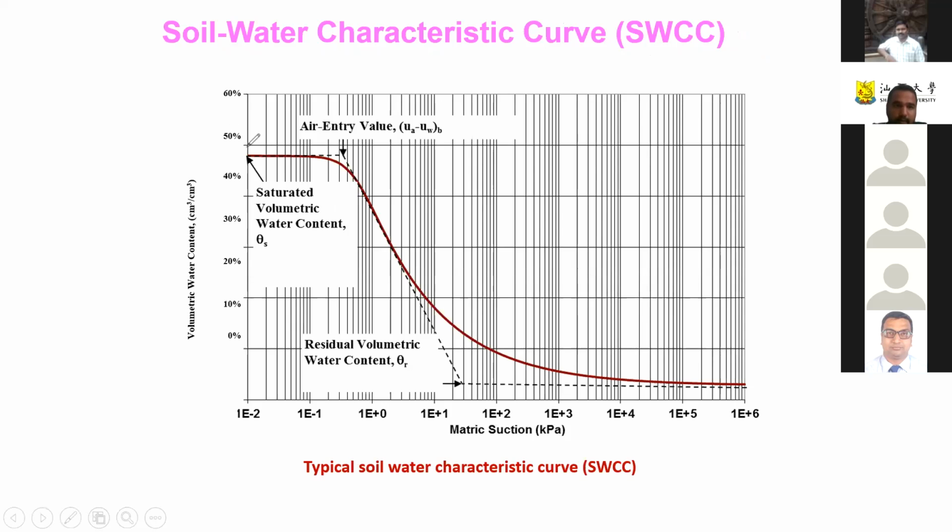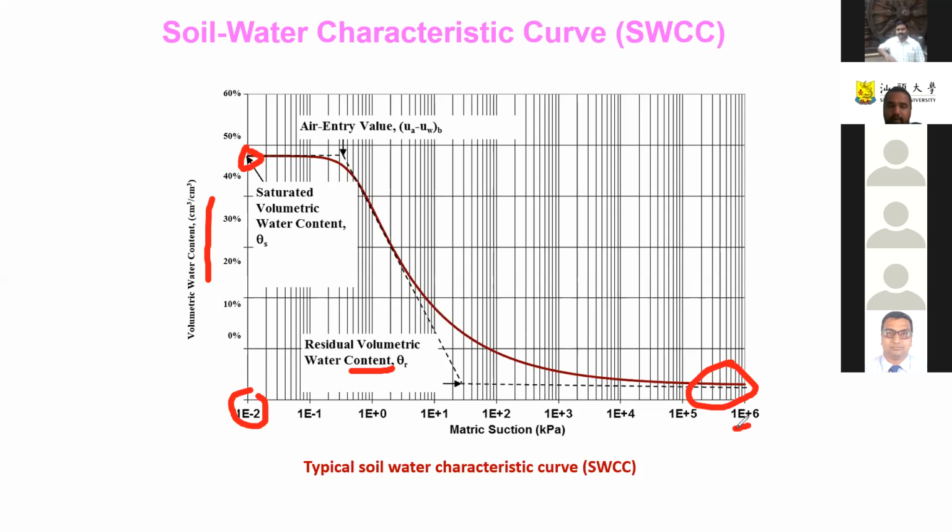Usually at this point, your water content is maximum. In layman's terms, it's considered very wet soil. At that point, the suction is almost zero or near zero. And when your soil is extremely dry, this is the minimum water content, which we call the residual water content, and suction is usually very high. So this curve is known as the soil water characteristic curve.